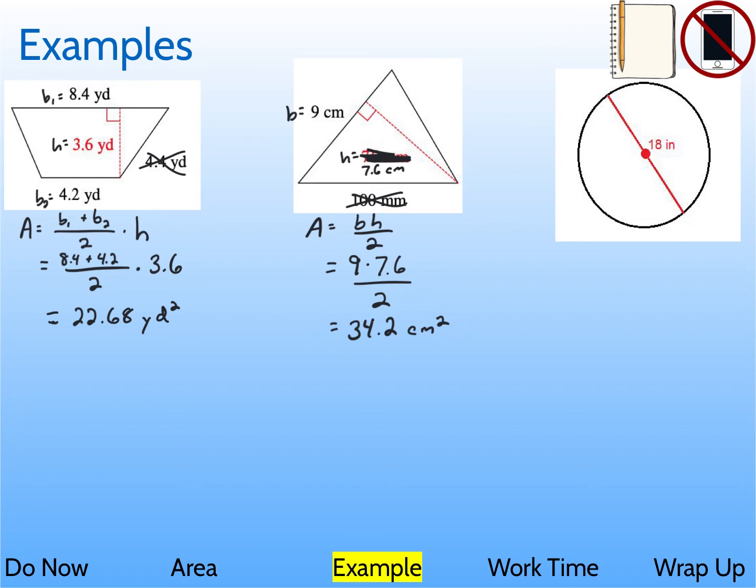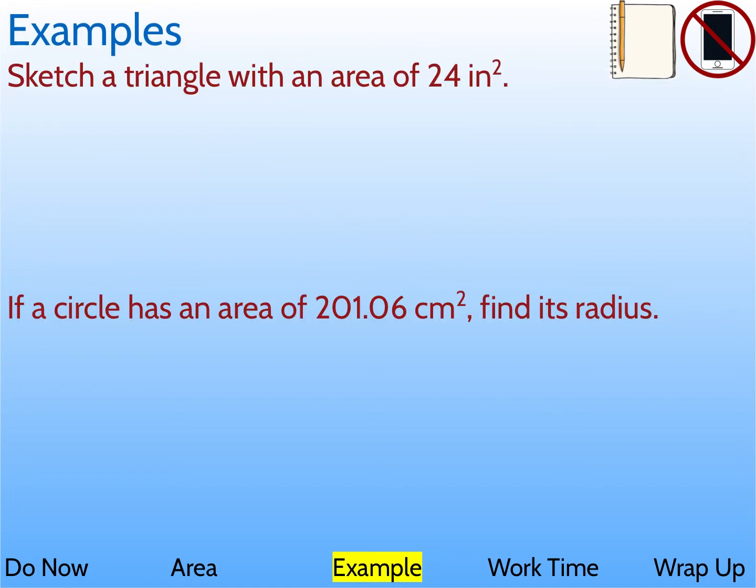So for this next problem, we have a circle, and the circle here gives us a diameter of 18. But the area of a circle is pi times the radius squared. So from this diameter, if we divide that by 2, we get that the radius is 9 inches. And then we can plug in what we need to plug in. And when we plug in 9 squared times pi in our calculator, we get about 254.47 square inches.